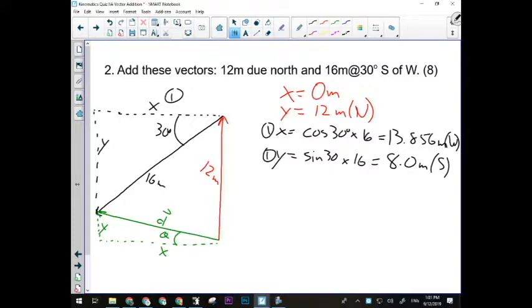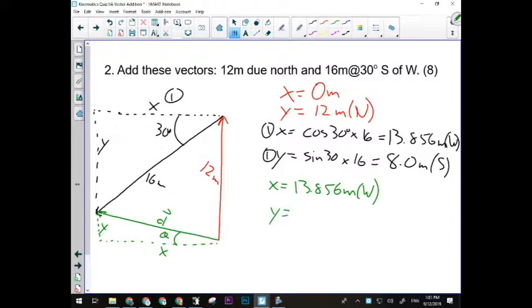Now we need to calculate our resultant's x and y. So green x and green y. Green x is easy because there's only one vector where we actually go east or west, and we know that it's 13.856 meters west because that didn't require any calculating. I don't think I'm giving a mark for that.